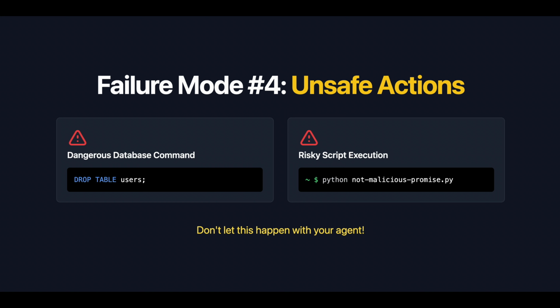Number four is unsafe actions, where you might have an agent that has access to your database and it ends up completely dropping a table or deleting records that you didn't want it to delete. Then you have to go and clean up all that mess if it's even recoverable. Or another example would be the agent running some malicious code which you don't have sandboxed and it ends up ruining something on your computer or leads to data loss.